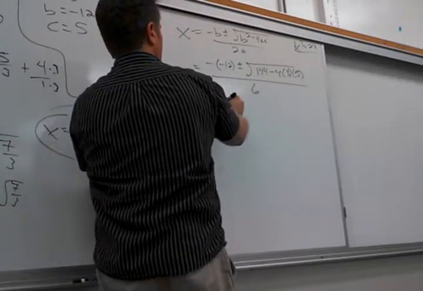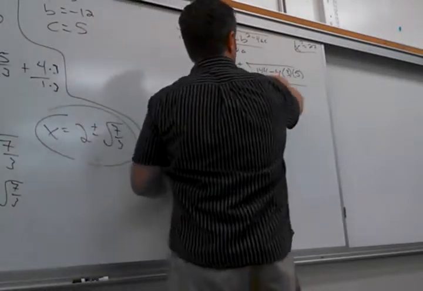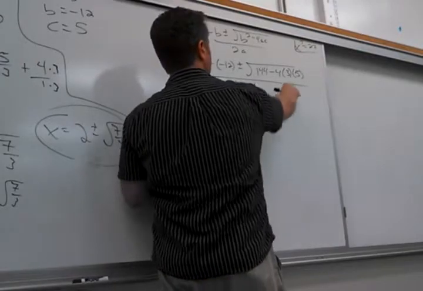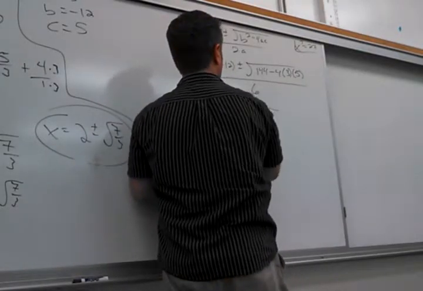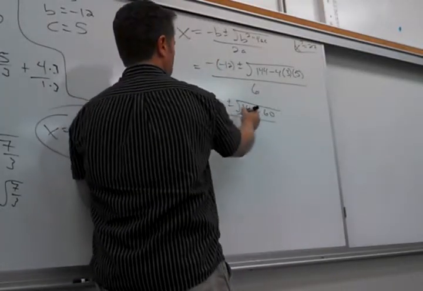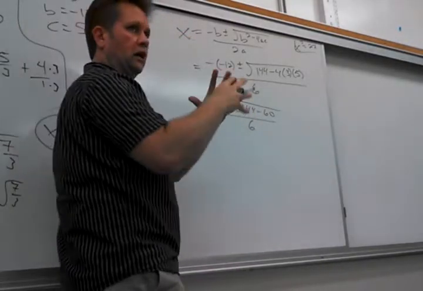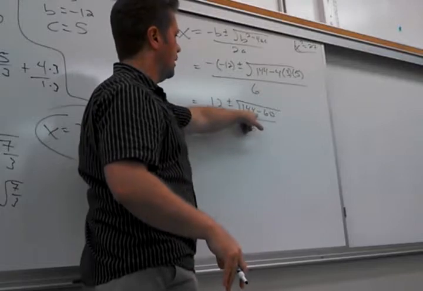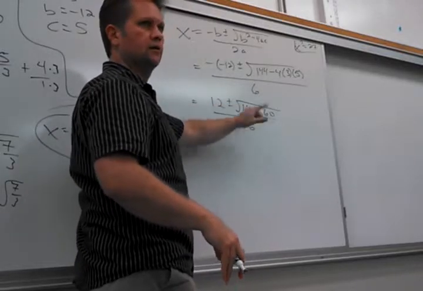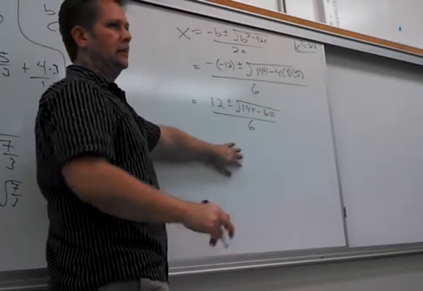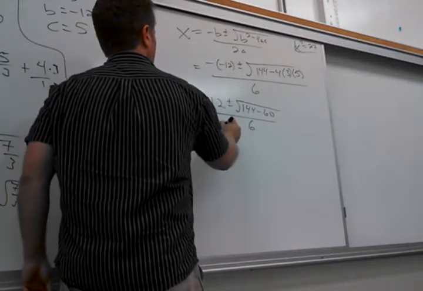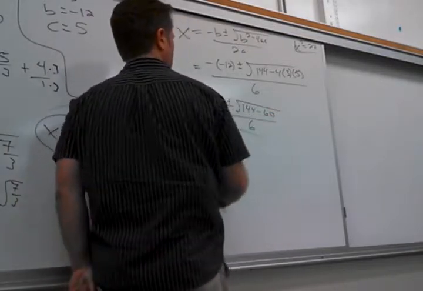So I get 12, give or take, what do I have in here? 144 minus 60. Careful, can I cancel these down? No, not yet. Not if I'm not careful about it, because the 6 can't go away; both of these are being divided by 6. So I'm going to do that at the end. So what do I have in here? 84.